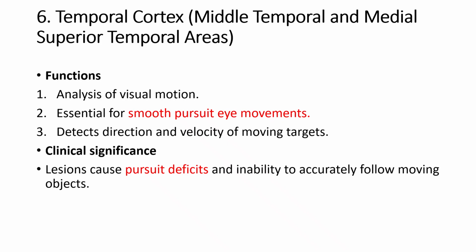Temporal cortex, middle temporal and medial superior temporal areas. The function is to analyze visual motion, which is essential for smooth pursuit eye movement. It detects direction and velocity of moving targets. The clinical significance is that a lesion causes pursuit deficits and inability to accurately follow moving objects.